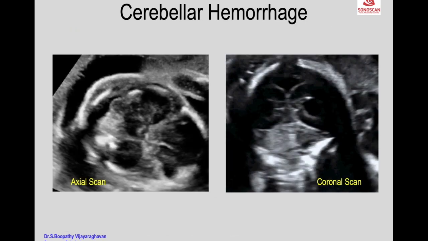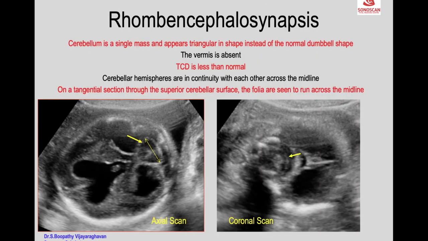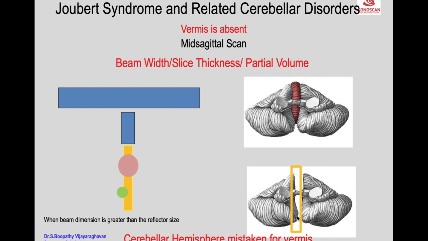This is seen in the axial scan. You see one of the cerebellar scans. You see the folia running across the midline, as shown in the image on the right side. You see the folia extending from side to side. It will show the normal cerebellum as if there is presence of vermis.